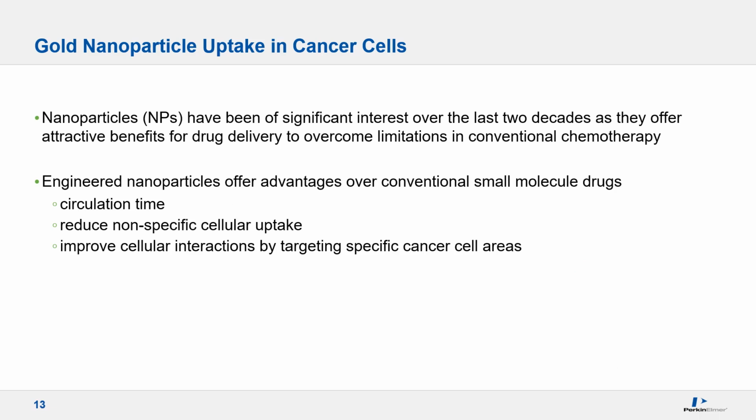The interest comes as nanoparticles have attractive benefits for drug delivery to overcome limitations in conventional chemotherapy. The engineered nanoparticles in this respect typically offer an advantage over the conventional small molecular drugs in terms of circulation time in the body and reduced non-specific cellular uptake. So we can target the affected cancerous tissue more precisely with the nanoparticles, and improve cellular interactions by targeting specific cancer cell areas.